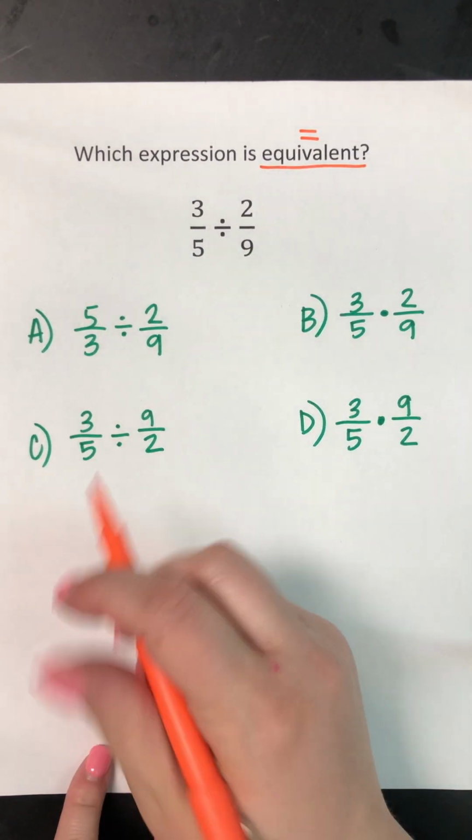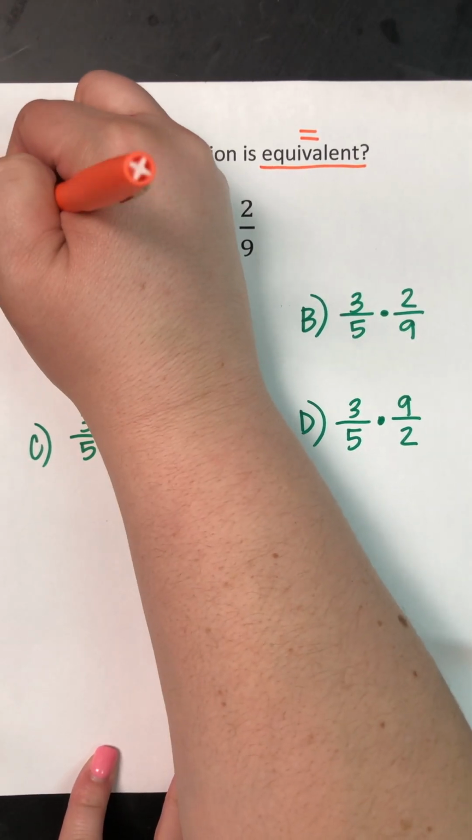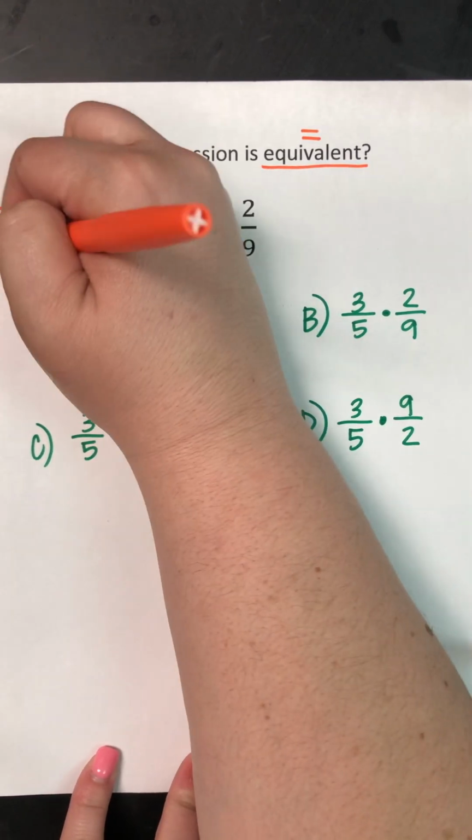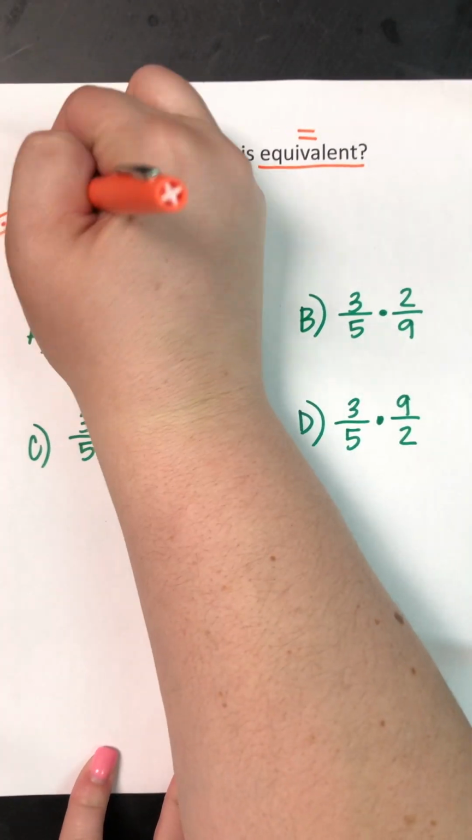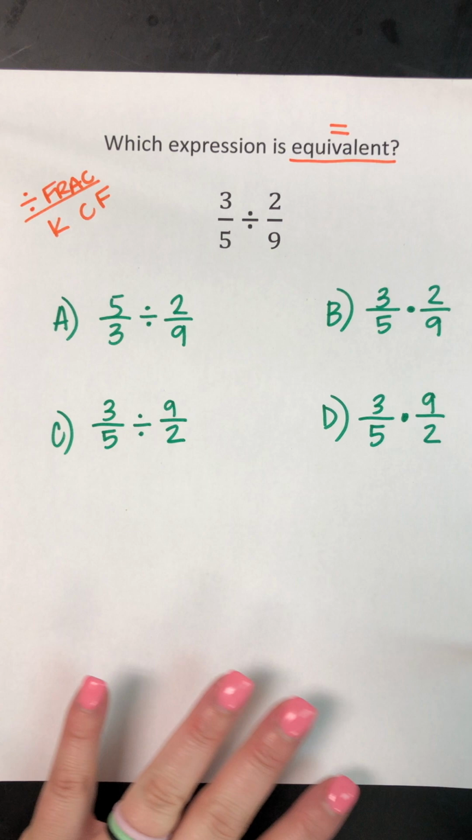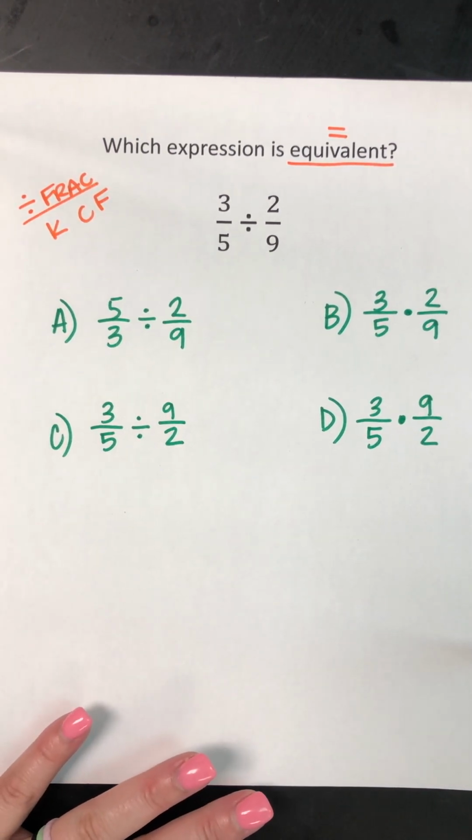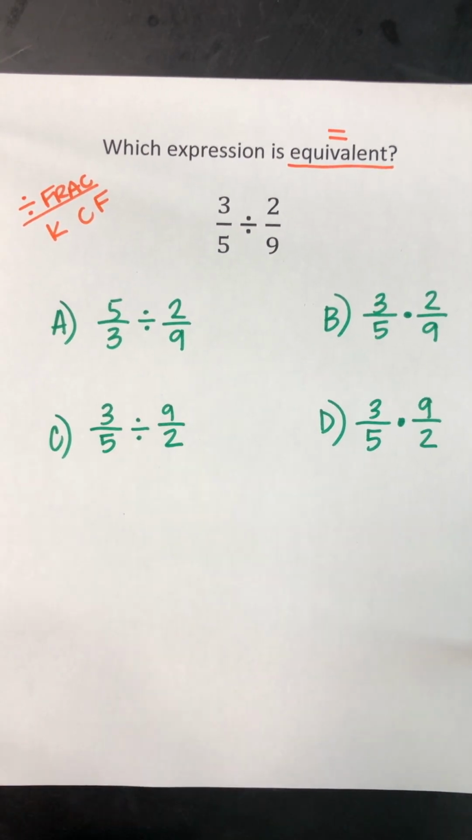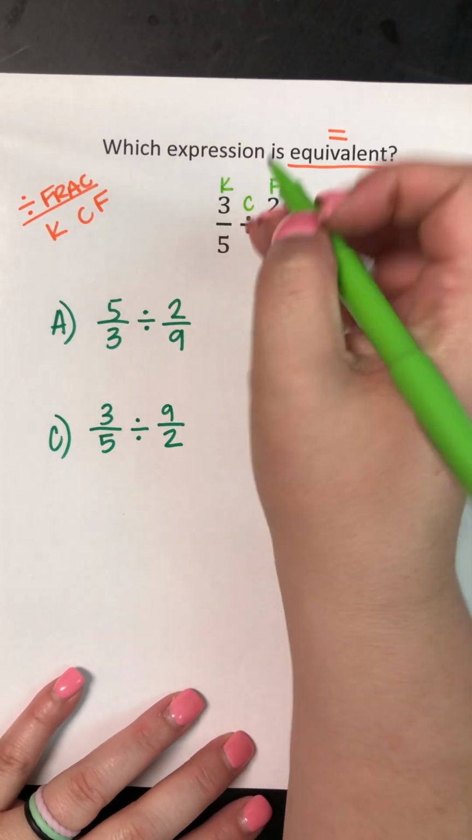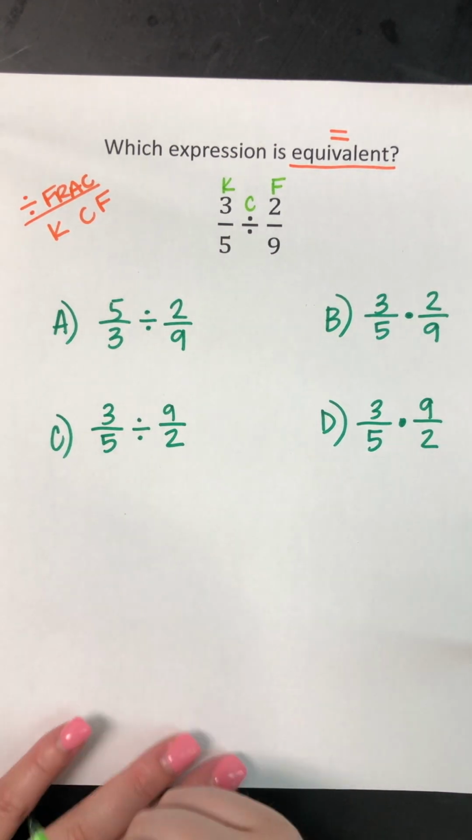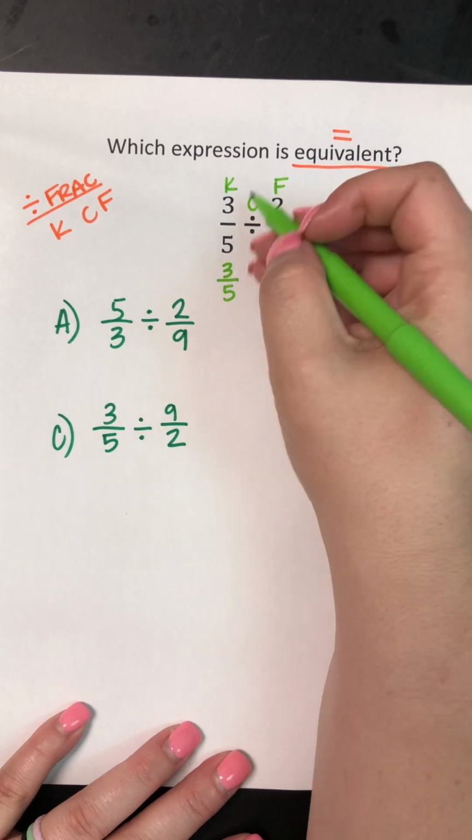So I know that the rule for dividing fractions is just keep, change, flip, KCF. The rule for dividing fractions is going to be keep, change, flip. So I'm going to write my KCF on top of my problem here, and that's going to help remind me of the steps that I need to take. So I'm going to keep my first fraction, so I'm just going to leave it exactly the same way.